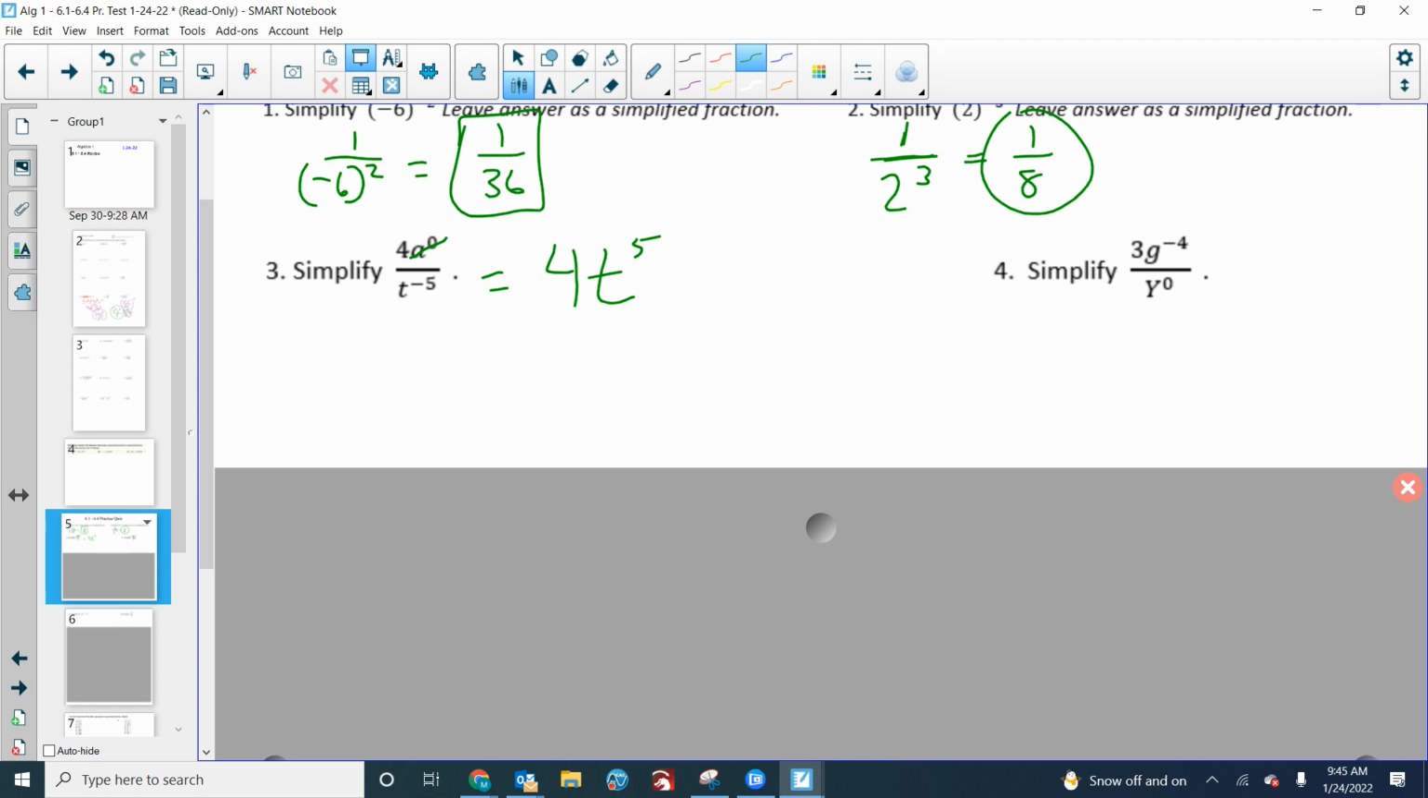Okay. Ethan. Help me out with this one. Bring the G to -4 down. What am I going to do with the y to the 0? Cross it out. Go ahead. So 3 over G to the 4th. Nice. Well said. Nice job. Okay, we good? 1 through 4?